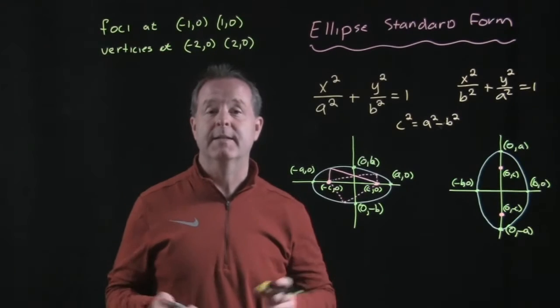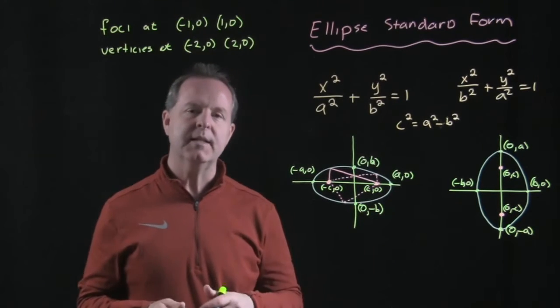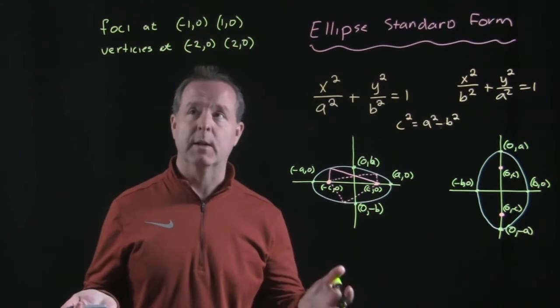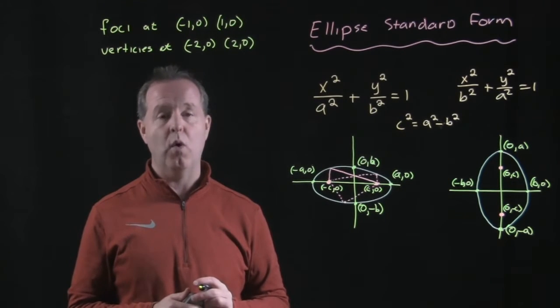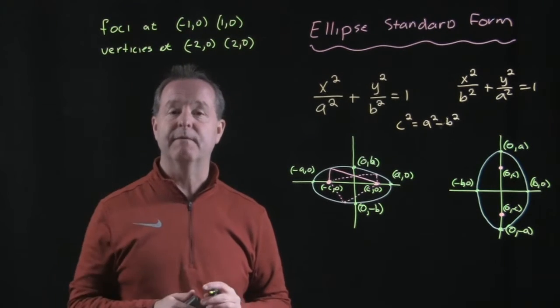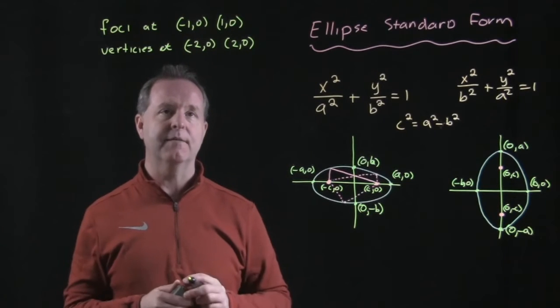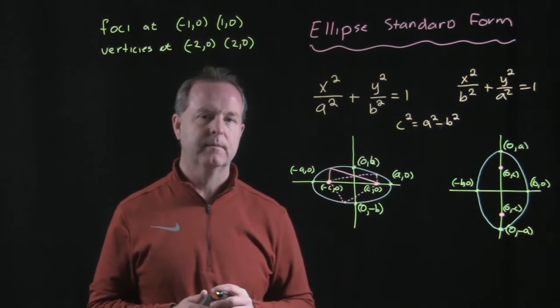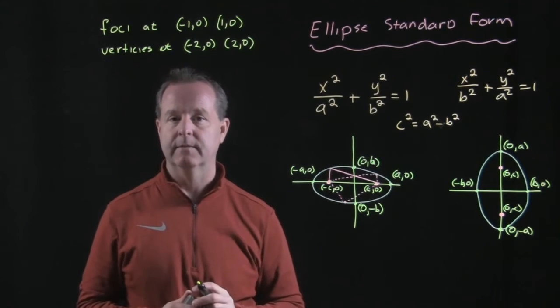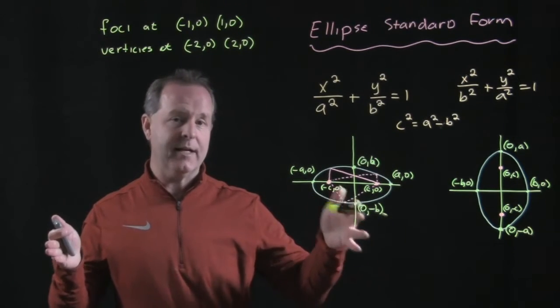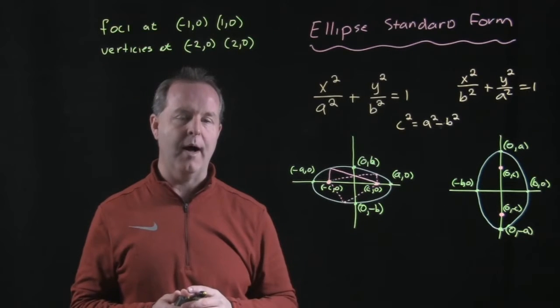Let's try to do this process, well, backwards. Let's say that we're given some initial information. We're given that we have foci at (-1, 0) and (1, 0), and then we have some vertices, or the endpoints, at (-2, 0) and (2, 0). So can you tell, based on this, what our major axis is? Is it elongated along the x or is it elongated along the y?